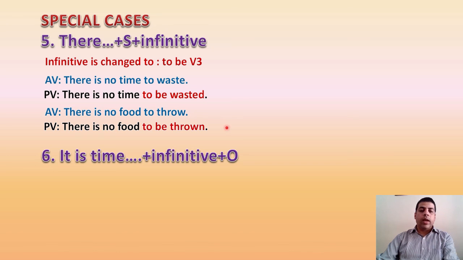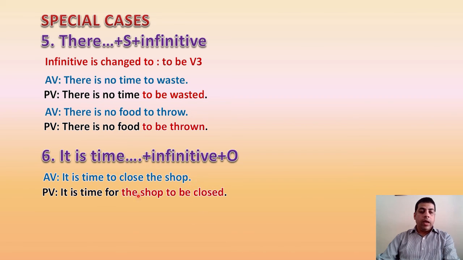In this case, what will happen? The beginning of the sentence will be, it is time plus infinitive plus object will be there. Now, if you look at the sentence example, it is time to close the shop. If you look at this, what is supposed to be done? We have to bring the same, it is time, then for plus the subject, and then to be plus V3 will be there. So it is time for the shop to be closed.